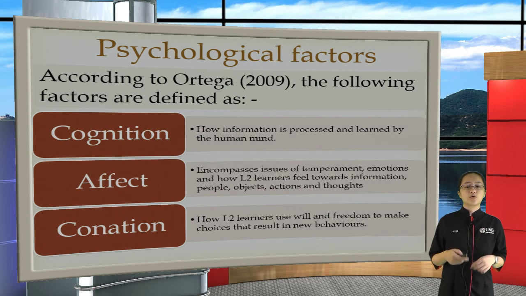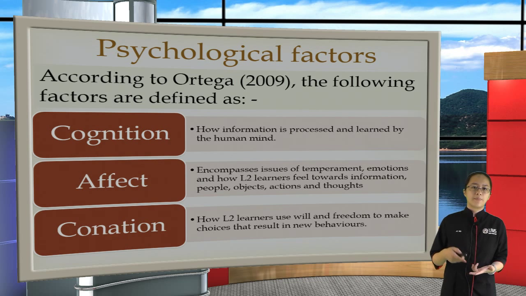Secondly, we take a look at affect. Ortega mentions that affect encompasses issues of temperament, emotions, and how L2 learners feel towards information, people, objects, actions, and thoughts. It is said that through emotions, you choose the particular words to try to express those emotions. So if you're feeling happy, you will make a positive statement or use words to reflect how you're feeling. So affect is also one way which could affect learning.